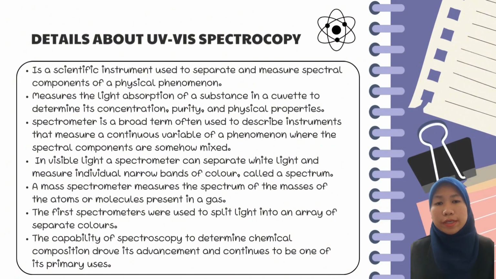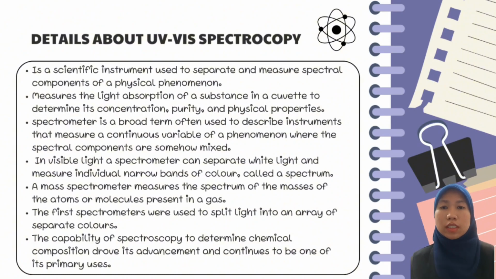Next, I will explain the details about UV spectroscopy. A spectrophotometer is a scientific instrument used to separate and measure spectral components of a physical phenomenon. A UV spectrophotometer measures the light absorption of a substance in a cuvette, and determines its concentration, purity, and physical properties.